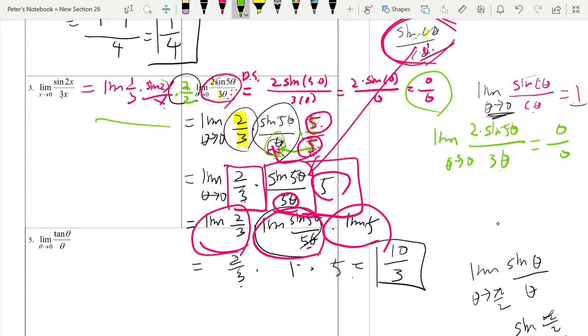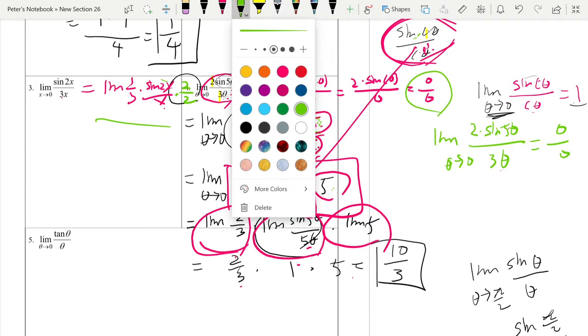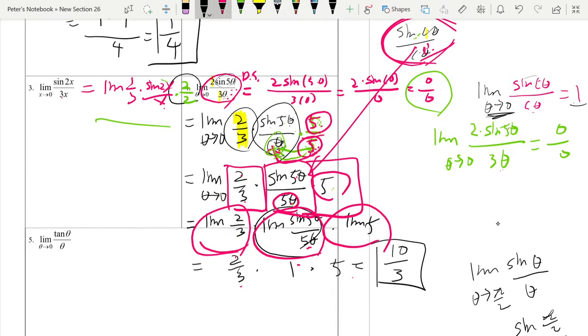Why am I multiplying by 5 over 5? It's still a 1, right? So I'm not changing the value of the expression, I'm just changing the form of it. When I do that, the 5 goes in here, so I get the 5 theta, but the numerator 5 actually stays at the top. And that's why I have these 3 parts here, as you can see: 2/3 times sine 5 theta over 5 theta. Oh, I accomplished what I wanted to do.